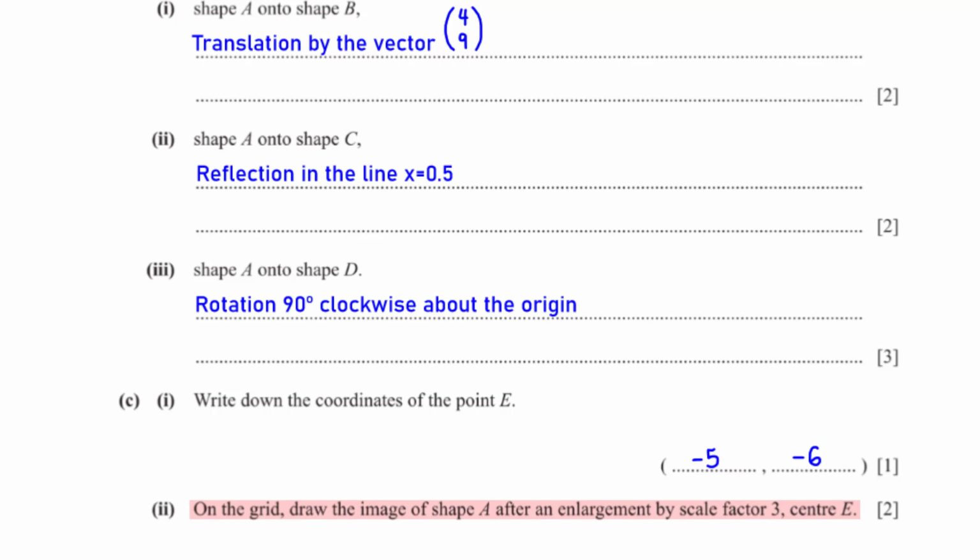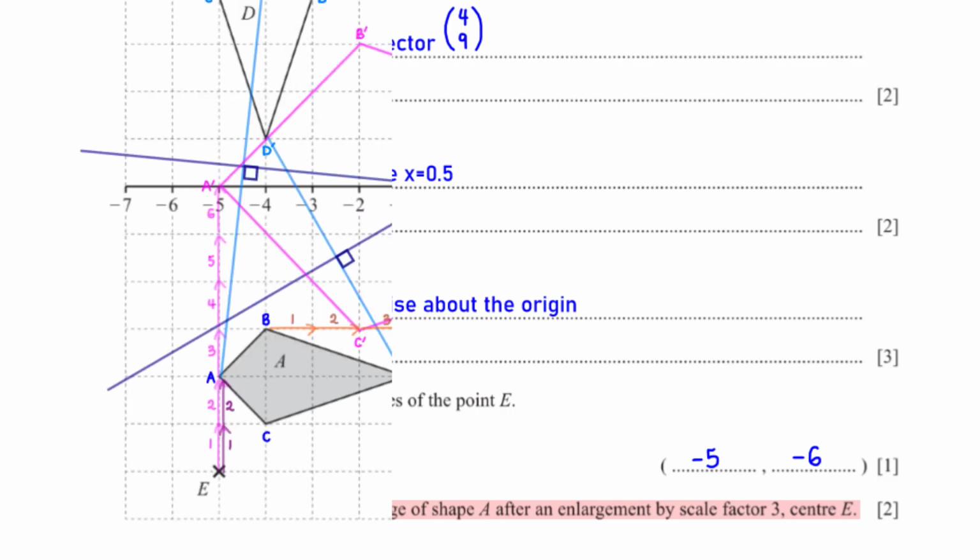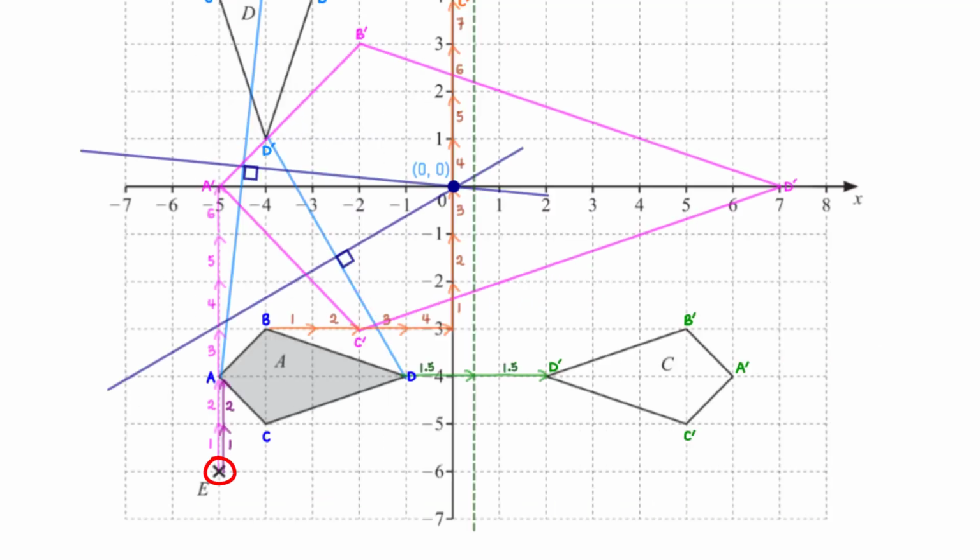On the grid, draw the image of shape A after an enlargement by scale factor 3, center E. First, we need to mark the center of enlargement, which is point E. Then we need to move each vertex on shape A such that we are able to reproduce the enlarged image of the shape. Let's pick point A.